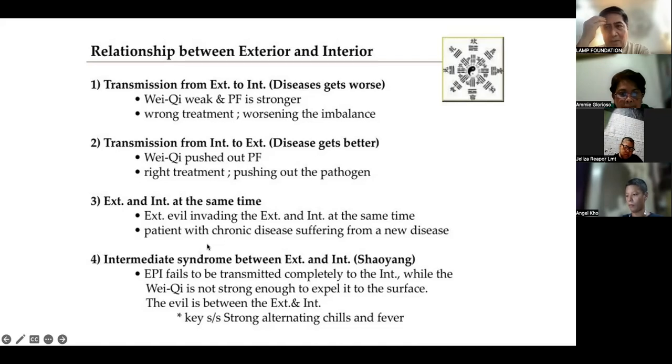Coating. Sino ba? Yun pala si Ma'am Mildred, yung CA. Sabi niya, tuwang-tuwa siya, nagkaroon ng coating. So that means magaling siya. No? Coating. So ibig sabihin, malakas si Wei Chi. Nasipa ni Wei Chi si pathogenic factor. And also, it means that the treatment was correct. No? Because what you wouldn't like to happen is for the pathogen to interiorize, to get inside.